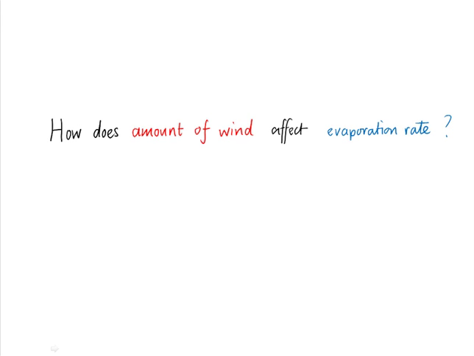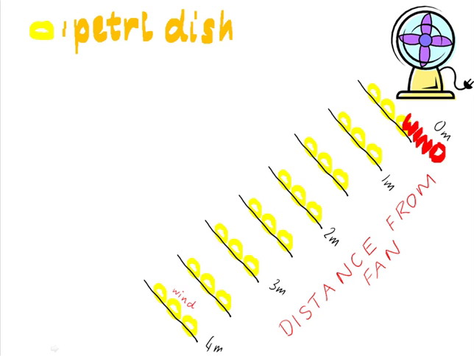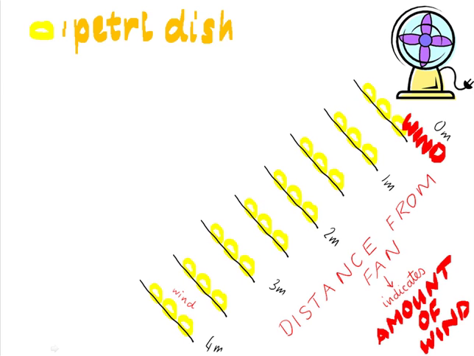Remember this investigation. How does amount of wind affect evaporation rate? Amount of wind is the independent variable, evaporation rate the dependent. Remember, we place some Petri dishes at different distances from the fan. Distance from the fan is our indicator of amount of wind. Those Petri dishes closest to the fan get a lot of wind. Those further away get less and less wind.